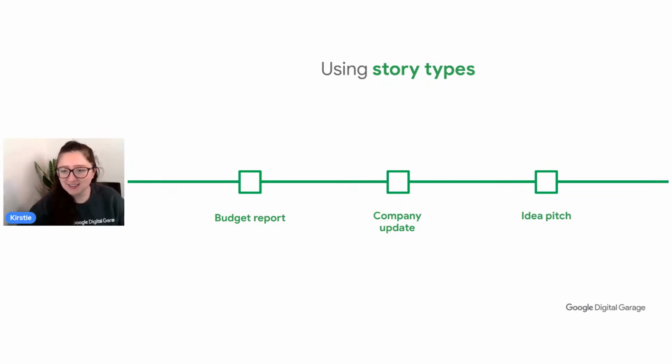Now, I can't see any answers coming through for the budget report. What do you think? If I wanted to do some kind of budget report, what type of story do you think I would need, or I could use, out of the 4 we've just talked through? Origin? Is it origin? Is it a future vision story? Is it failure or success? Or is it realization?